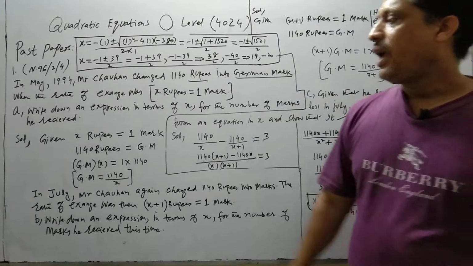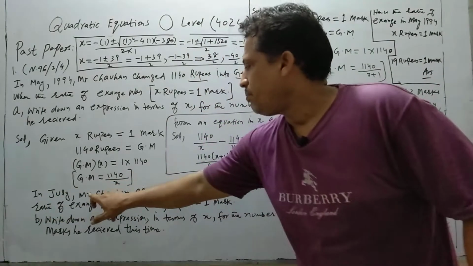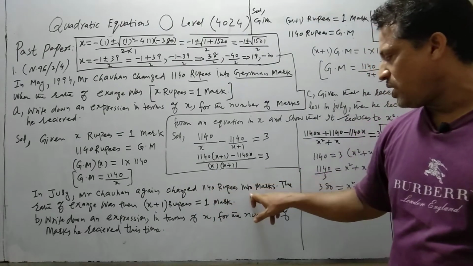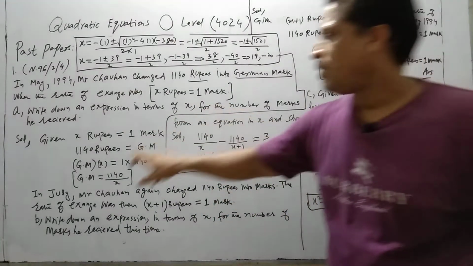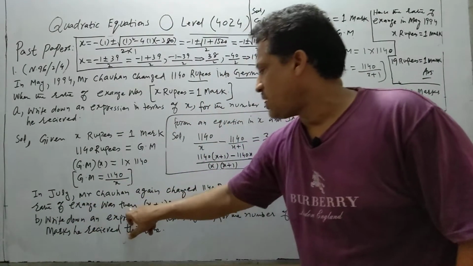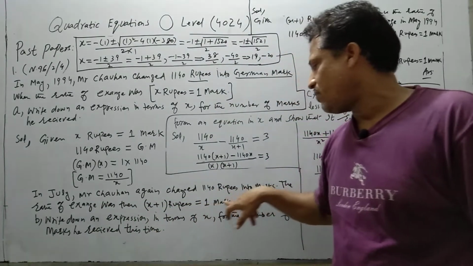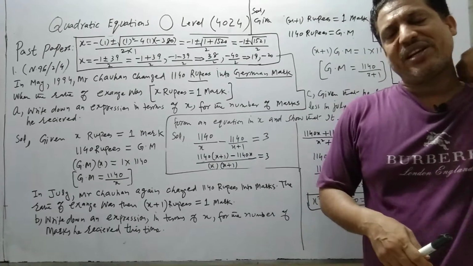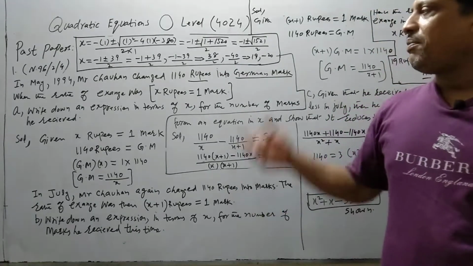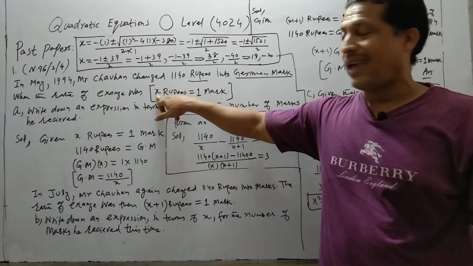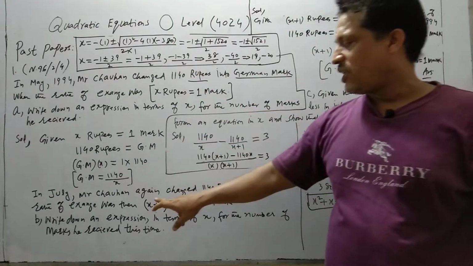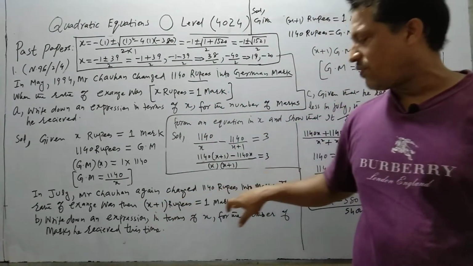Next part. In July, Mr. Chauhan again changed 1140 rupees into marks. The rate of exchange was then X plus 1 rupees is equal to 1 mark. As I told you, the currency exchange rate is not fixed. In May, the currency exchange rate is X rupees is equal to 1 mark, and in July, the exchange rate is X plus 1 rupees is equal to 1 mark.